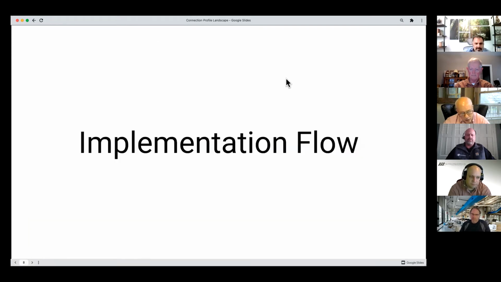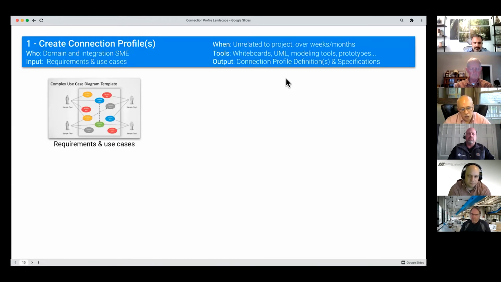Okay. So the implementation is really thinking about how does this whole thing work with connection profile? Who creates everything, and how does it get into the world, right? So there's 4 steps to this. The first step is how do these connection profiles get created in the first place, right? Because everything revolves around connection profiles needing to be there.